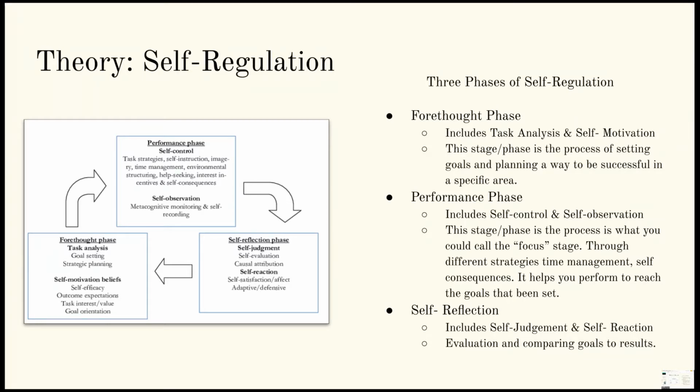Lastly, we have self-reflection, which includes self-judgment and self-reaction. This stage is about evaluation and comparing goals to results. So what are the goals that we set for ourselves? And now we're reviewing those, and did we reach our goals by using the steps of the performance phase? And so that's what his self-regulation theory is really about.